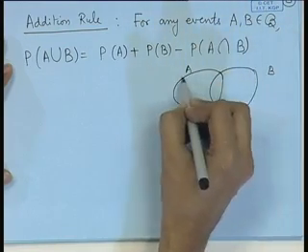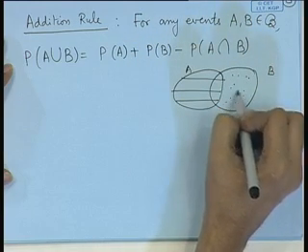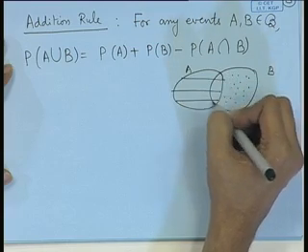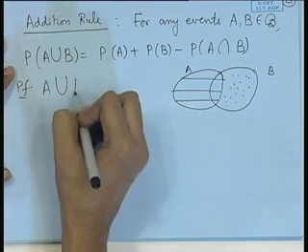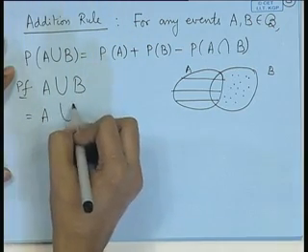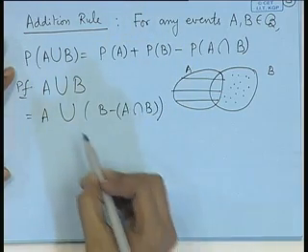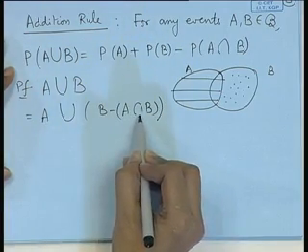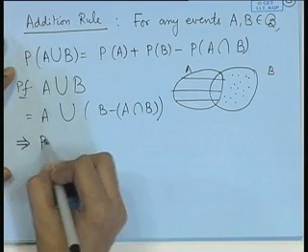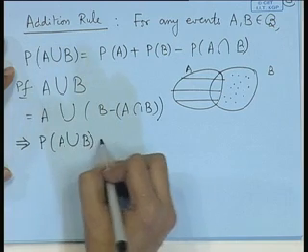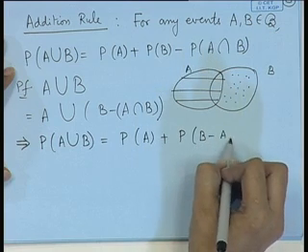Then A union B can be expressed as A union (B minus A intersection B). So, we can write A union B as A union (B minus A intersection B). We can observe here that this is a disjoint union. Therefore, if I consider probability of A union B, it is equal to probability of A plus probability of B minus A intersection B.